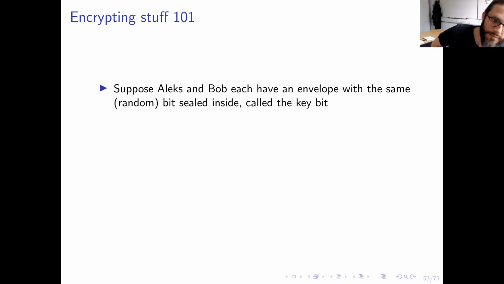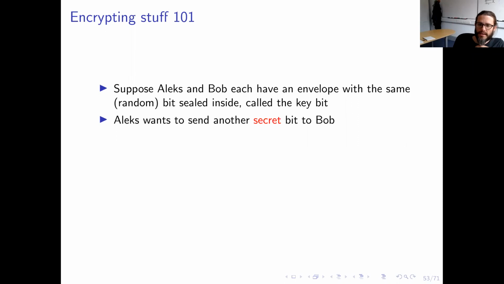Okay, so suppose me and Bob each have an envelope with the same random bits sealed inside. Okay, this is called the key. Okay, this is our encryption key. This is a shared secret bit we have, which we're going to use to send a message.